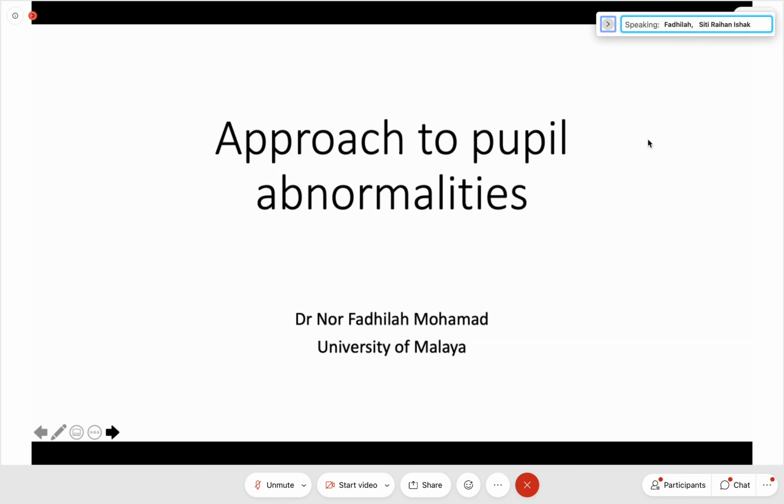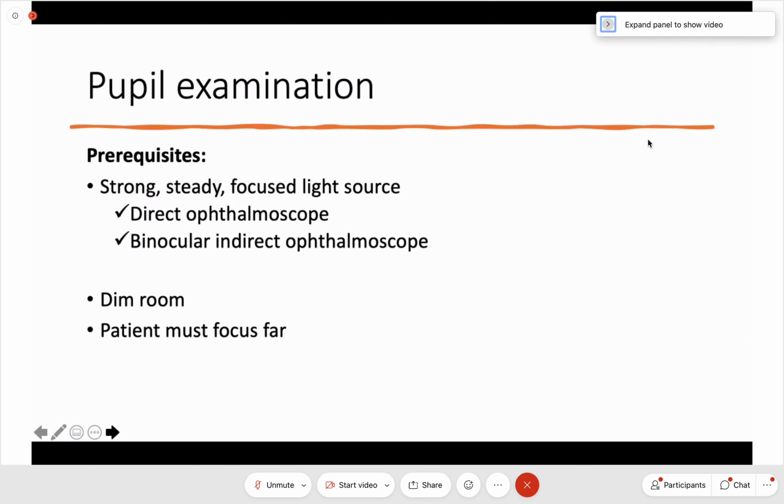Approach to pupil abnormalities. Proper pupil examination is very important for you to identify an abnormal pupil, right? So the prerequisite is you need to have a very good light source. The quality that we are looking at is it has to be a strong, steady, and focused light. Strong means the light source can be controlled by you. You can make it more intense or less intense.